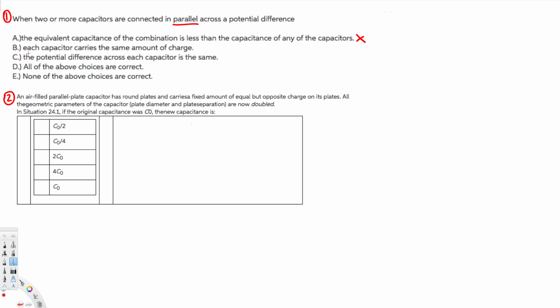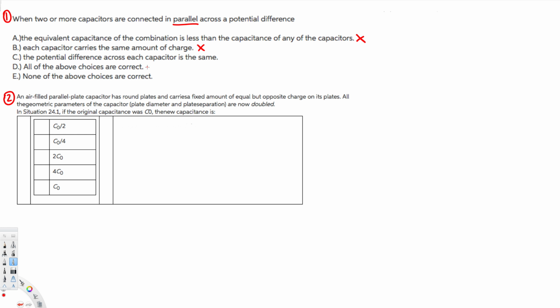Let's look at the second statement. Each capacitor carries the same amount of charge. Again, this is true for series, because whenever we have capacitors in series, the charges are equal. But whenever they are in parallel, the charges are not equal. So this is also wrong.